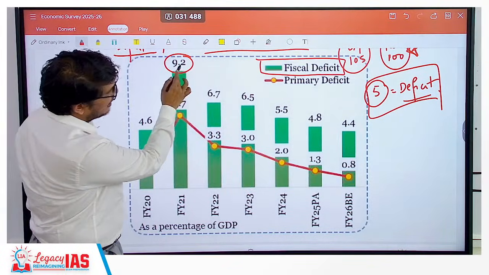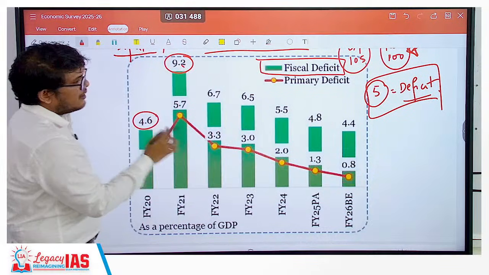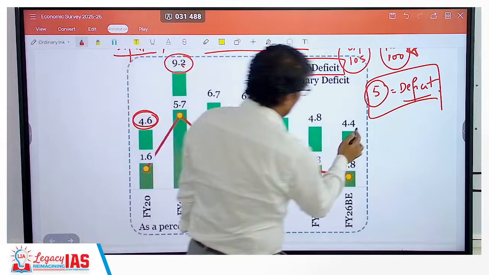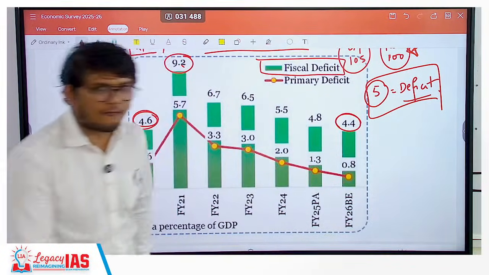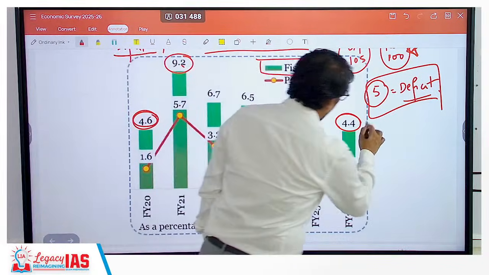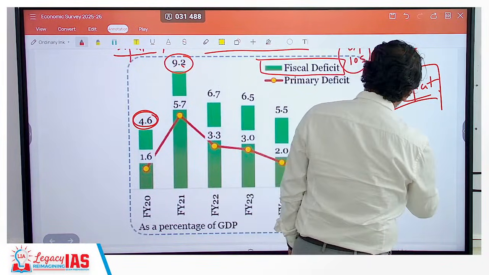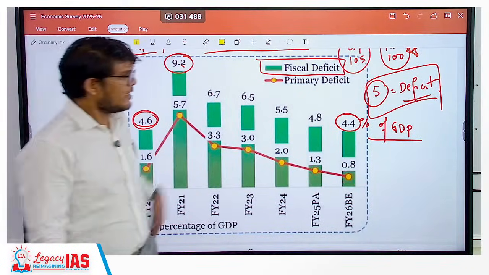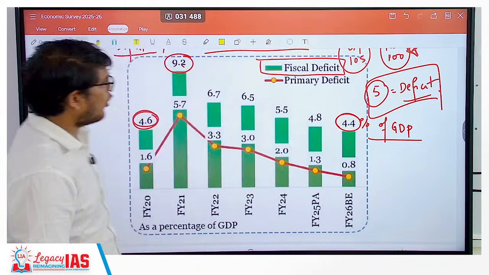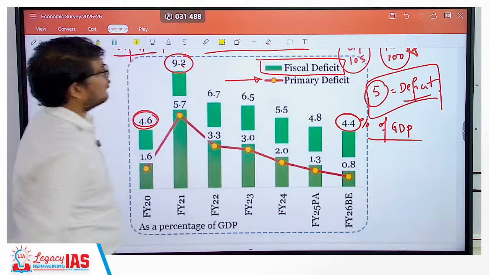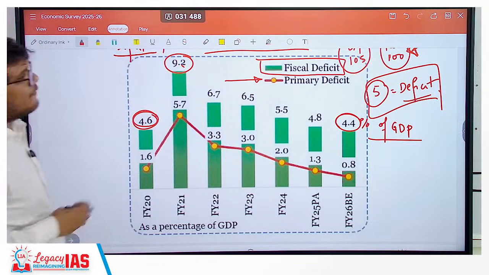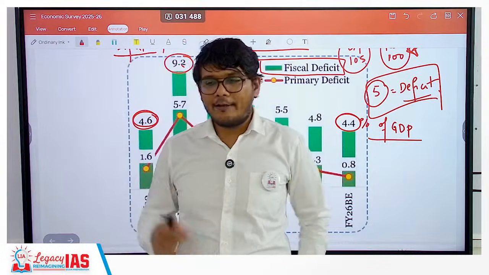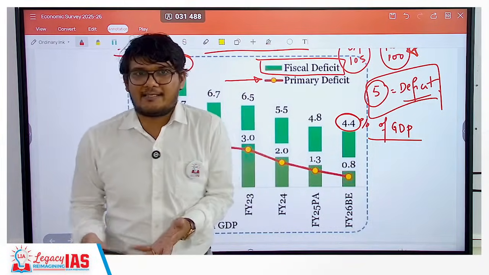But now look at it, the government has brought it in control. It has brought it within the amount that was there in the pre-COVID period. So right now we are estimating around 4.4% fiscal deficit. Remember, this is 4.4% of what? 4.4% of GDP, the gross domestic product. Okay, so this is being brought under control. Then you have the concept of primary deficit. What is this primary deficit? Now, when you are doing expenditure, this expenditure also includes the repayment of loans. Now, when you repay the loans, you pay a huge amount of interest.